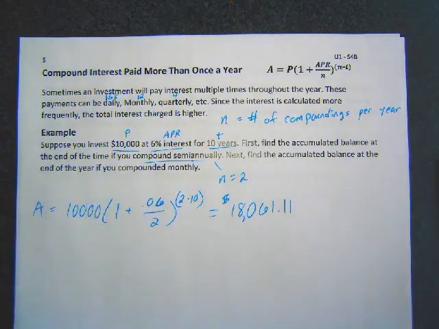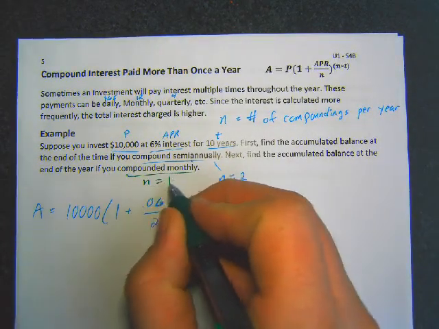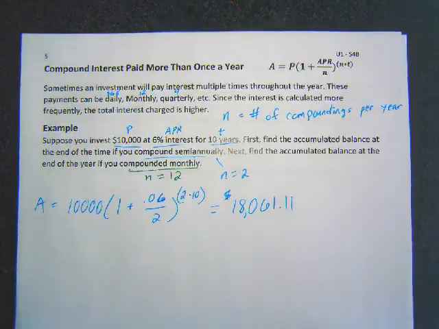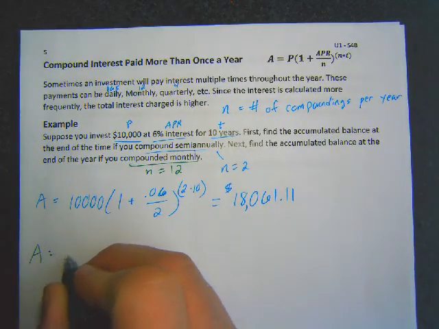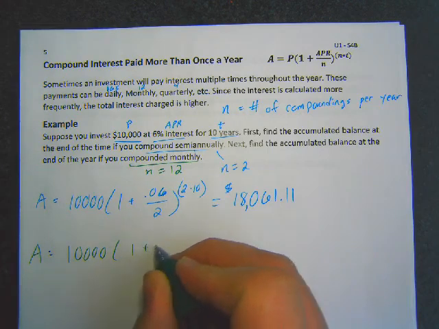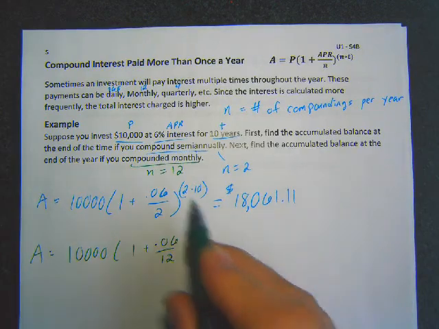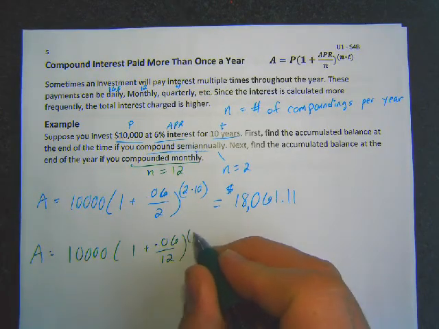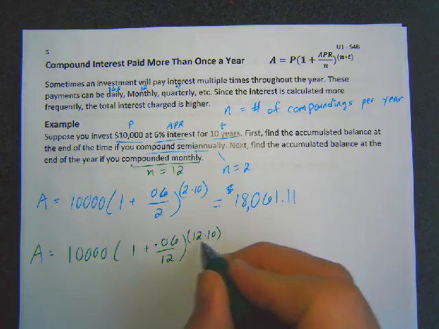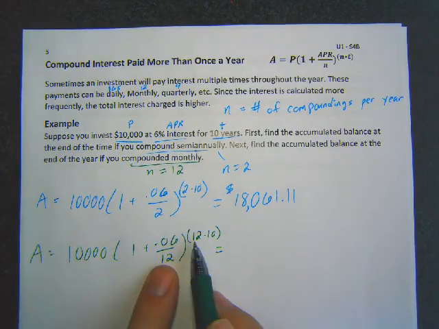Now what happens if we do the same thing, but now we compound monthly? Well, monthly means the n is going to be 12, because we're going to be compounding every month. So we're going to have the same formula for principal, 10,000, because it's the same amount. We have the same interest rate, 0.06. That's not changing. But down here, we're going to put 12, because now n is 12. And our power, we're going to have 12 times 10, or you could have 120. So that's the big difference here, is that 12 changed.